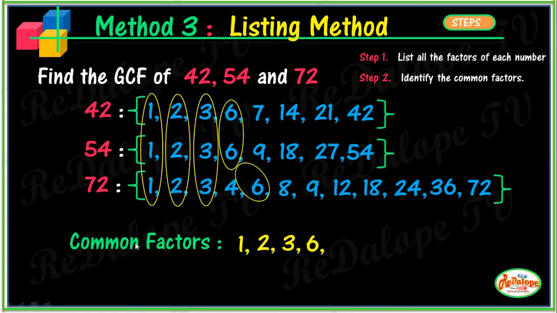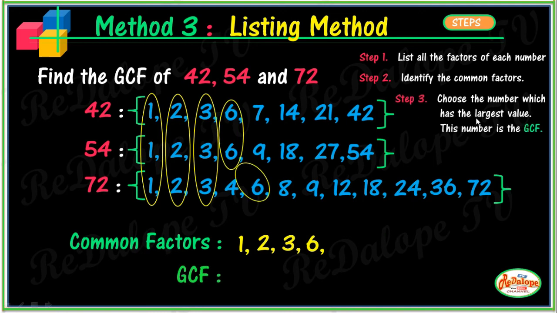Now how do we find the highest common factor or the GCF of 42, 54, and 72? Now the GCF can be found by choosing the number which has the largest value. So the largest value is simply 6. Therefore, the GCF of these three numbers is simply 6.